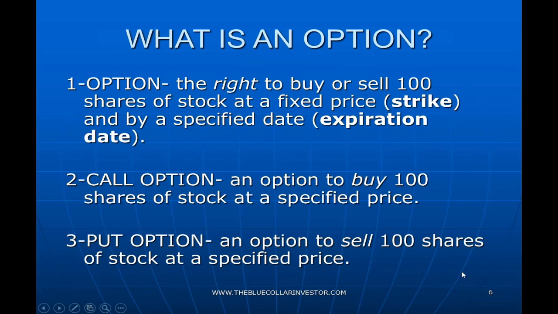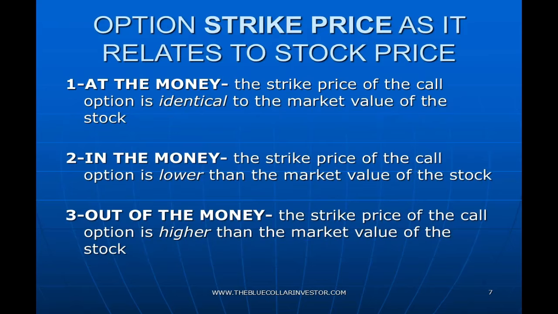3 more definitions. We're going to talk about the option strike price. Again, that's the price we're agreeing to sell our shares for, and as it relates to the current market value of the stock. The first definition is at the money. At the money means that the price we're agreeing to sell our shares for is the same as the current market value of the stock. Example, we buy a stock for $50 and agree to sell it for $50. Yes, folks, we actually do get paid for that. And that's called an at-the-money strike.